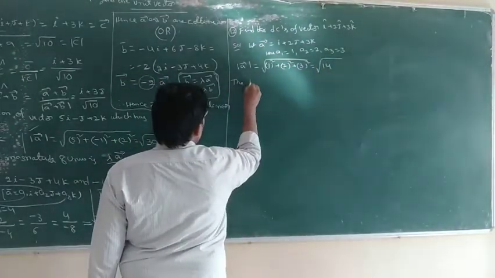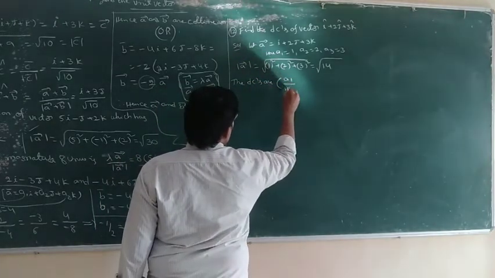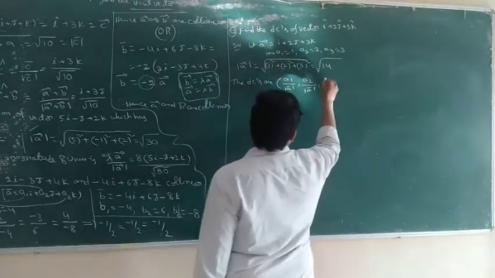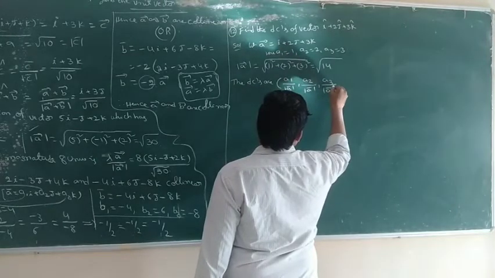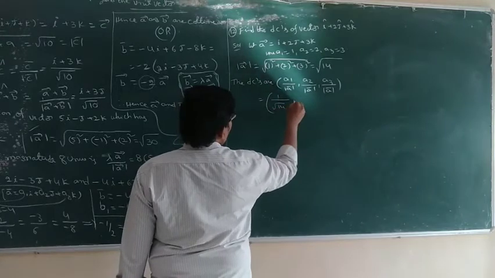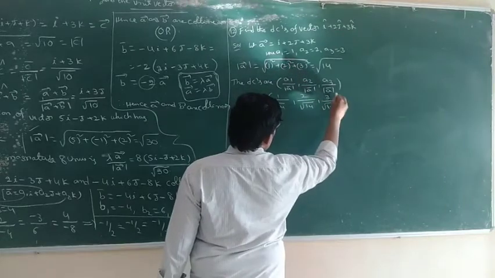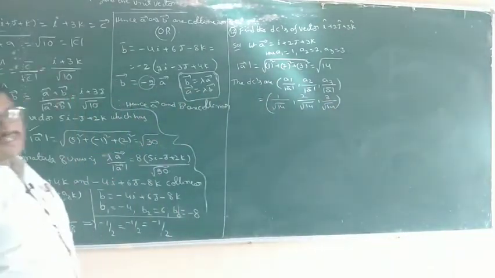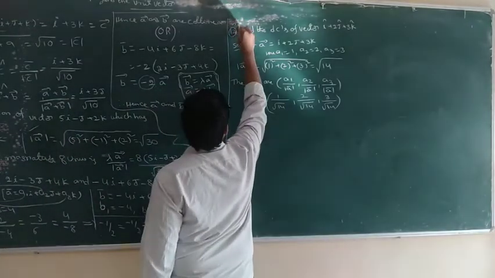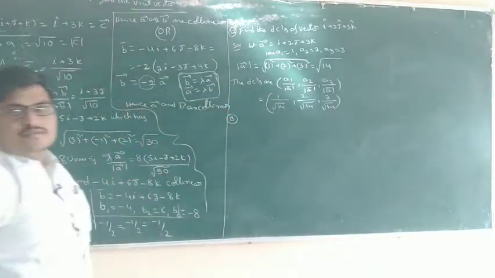So the direction cosines formula is a1 by mod a bar, a2 by mod a bar, a3 by mod a bar. That is equal to 1 by root 14, 2 by root 14, 3 by root 14. This is the direction cosines procedure, very important one.